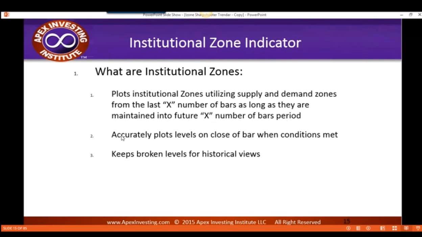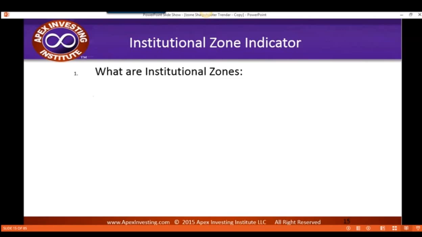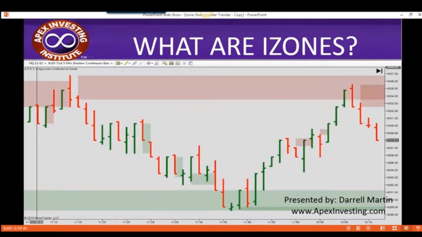It's not just plotting a random recent magnet level high or low. It's making sure that it's maintained moving forward a certain amount of bars. It will plot new IZONE levels when they're made, and it keeps all the broken levels in there for historical views. Okay.